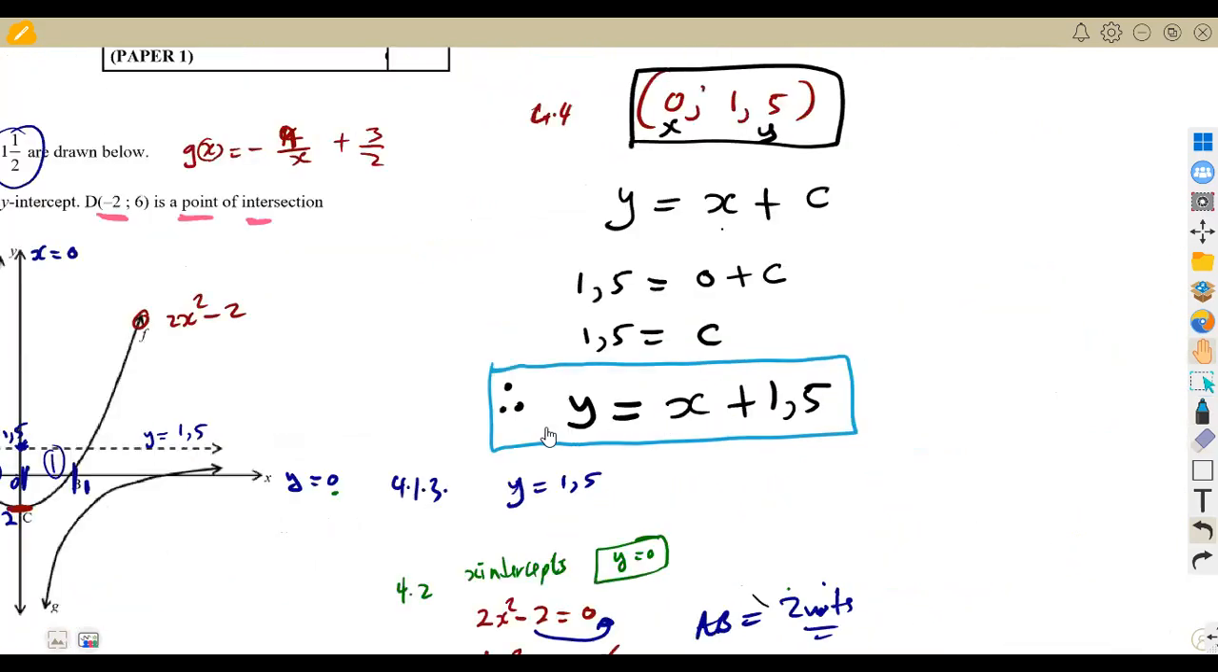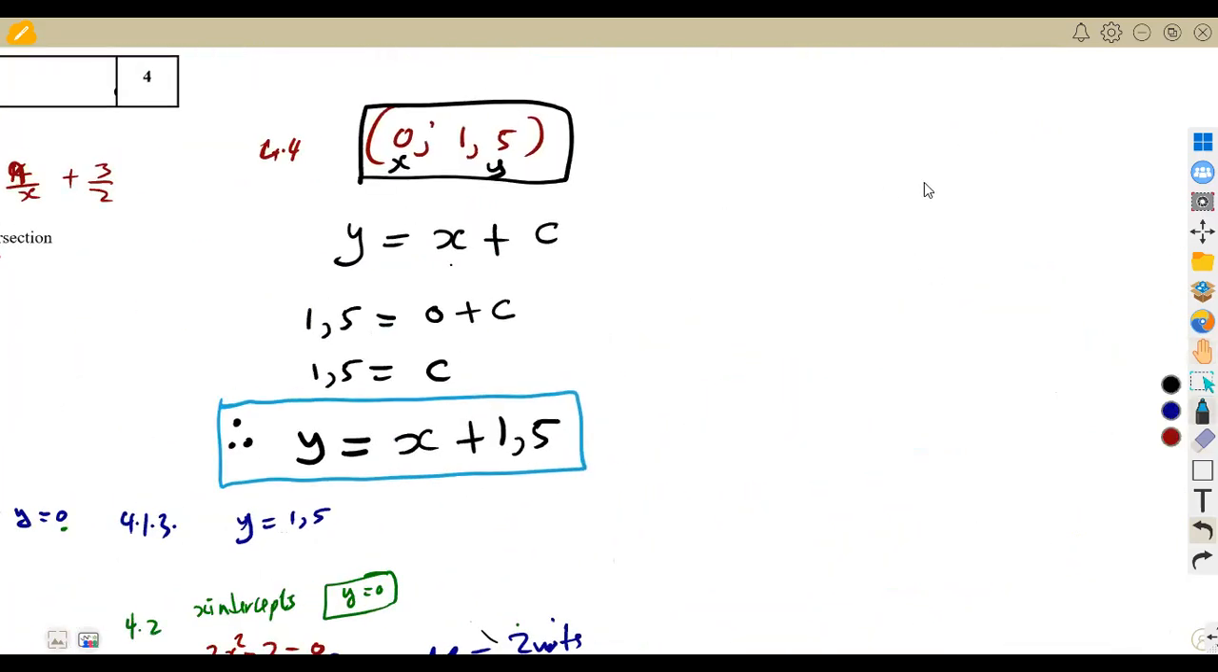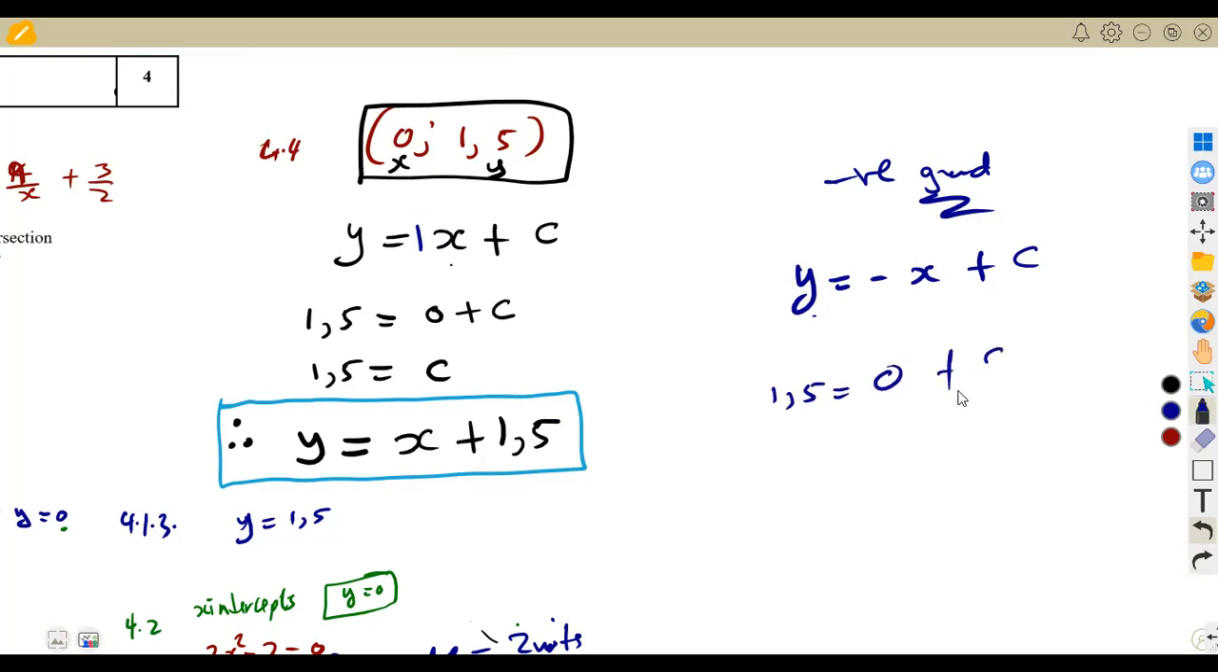So like I said, if they wanted you to find the one that has got a negative gradient for the line of symmetry, your answer was going to be y is equal to minus x plus c. The only difference is that for positive gradient this is positive, for negative gradient this is negative, and always this is one. So you also have to find the c there. You use the same point of intersection of your asymptotes, where x is 0 and y is 1,5. So 1,5 is 0 plus c, so c is going to be 1,5. So our equation is going to be y is equal to minus x plus 1,5.